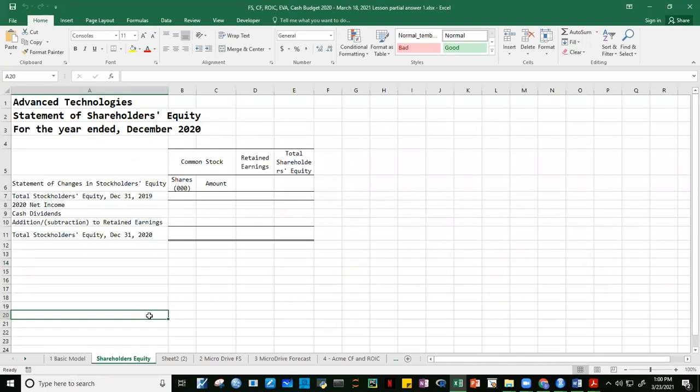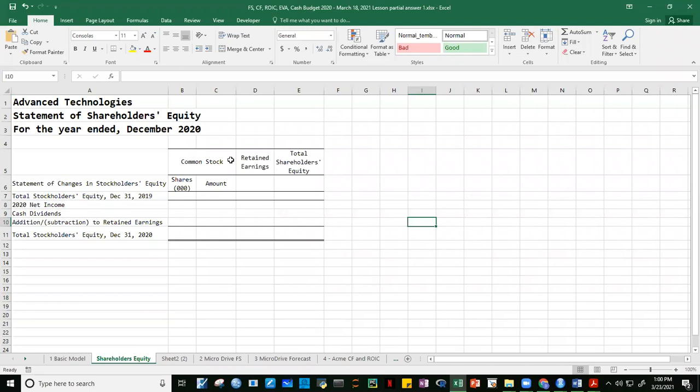Okay, kung wala, guys, let's create another worksheet. Mag-plus kayo dito. Let's name it Shareholders Equity. And then I'd like you to copy this first. Let's copy the format first. I'm sorry, I wasn't able to give you a copy of this. But let's just give it the name of the company, Advanced Technologies. Statement of Shareholders Equity for the year ended. And then for row 5, you merge these cells: common stock, retained earnings, total shareholders equity. Okay, I'll give you 2 minutes, guys, to copy this. So let me pause the recording first.